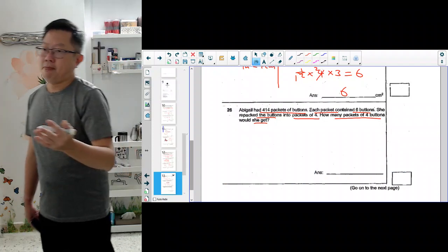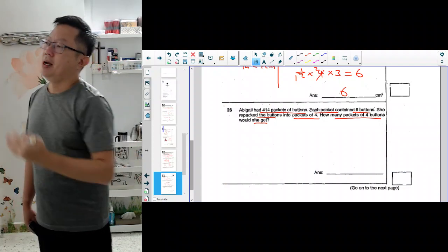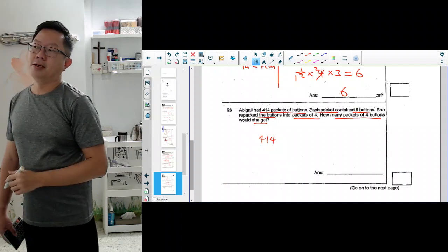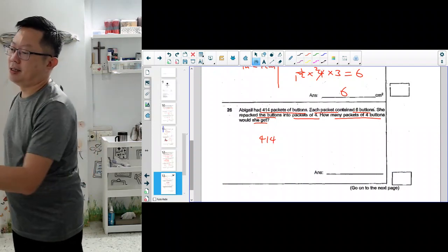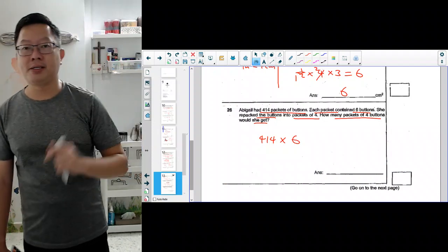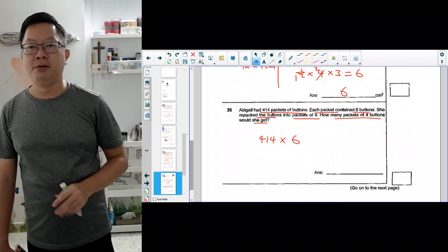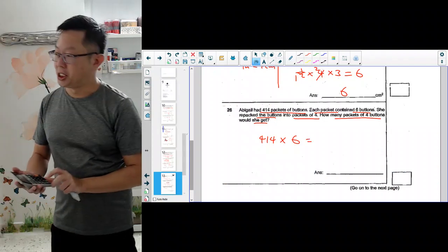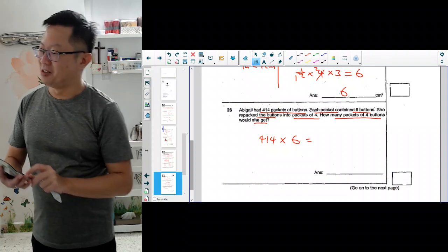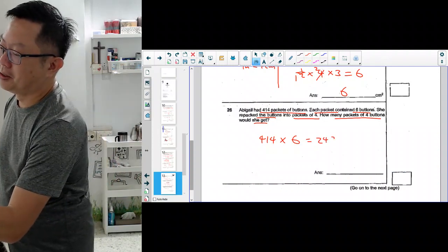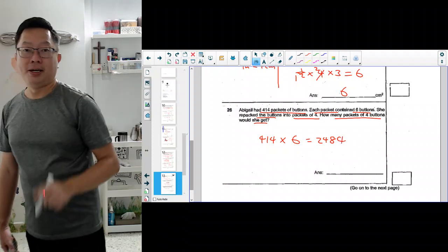So first step, what is the first logical step? The first logical step is to find all the buttons in the packets. So if there are 414 packets, then you times 6, because one packet contains 6 buttons. So the first thing you must do is to find the total. So you take 414 times 6. And I'm going to cheat a little bit. You see me use my calculator to cheat a little bit. So the total number of buttons will be 2,484. That is all the buttons.